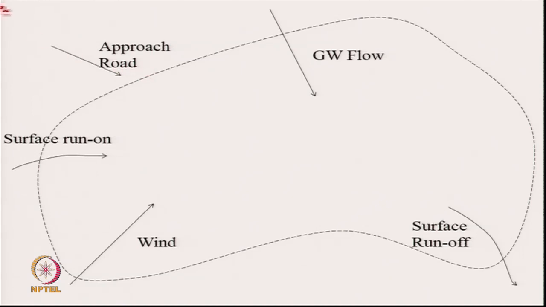Approach road is from this side. Let us say a state highway or a big road is somewhere here. The site is having surface water flow like this. It goes from here and gets off here, right? So that tells you that this is higher elevation, this is lower elevation. The predominant wind direction most of the time is in this direction.